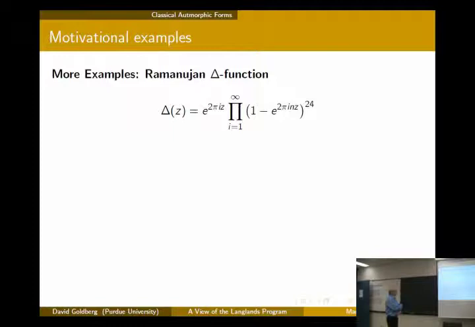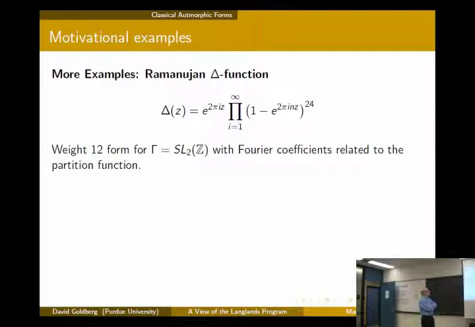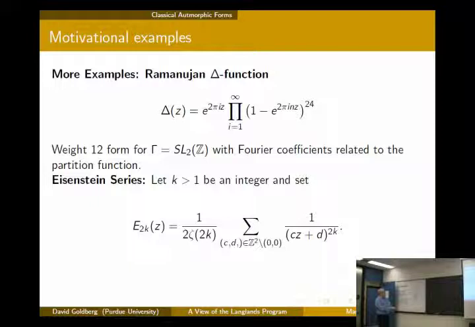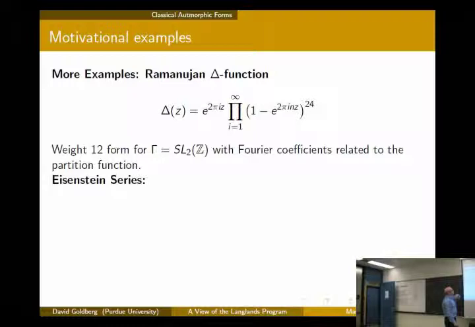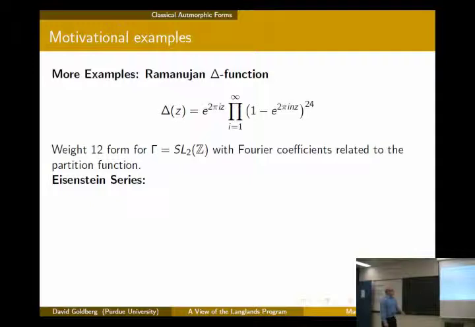So that's one example. Another example is Ramanujan has this function that came out of studying the partition function, sometimes called tau of n, how many ways a number can be partitioned. Something having to do with this function came out, and that turned out to be a weight 12 form. And the Fourier coefficients are related to this.